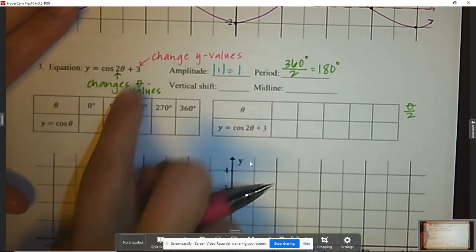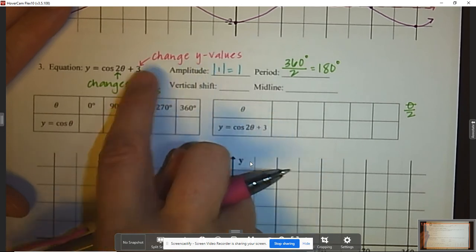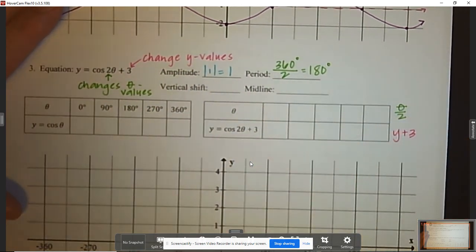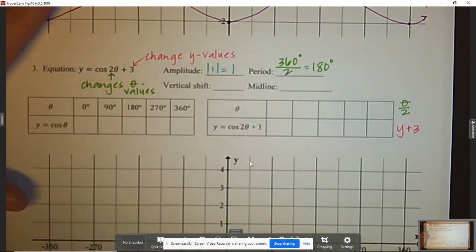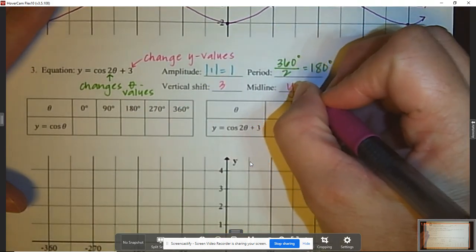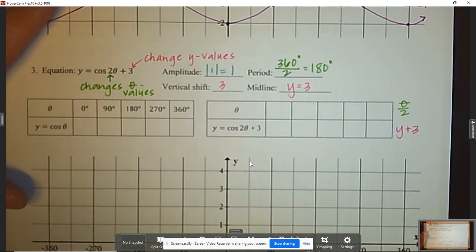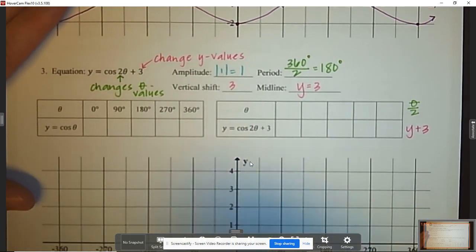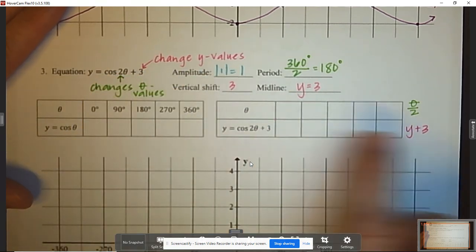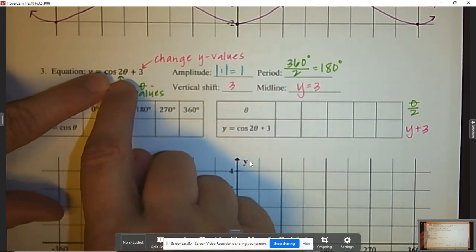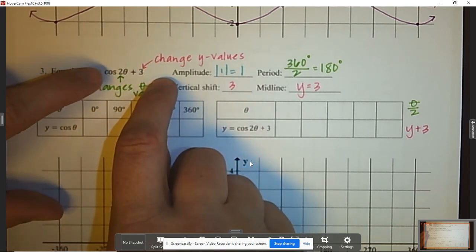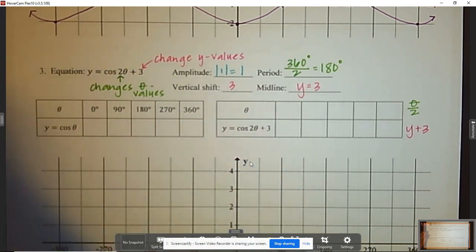And like we were saying, +3 changes the y values, and you actually do what it says. So if it says +3, you don't do the opposite. You actually add 3. The vertical shift is 3, so therefore my midline is y equals 3. Sometimes it's easier to figure out the changes and write a little key. So what do I do to the thetas? I do the opposite. I divide by 2. What do I do to my y's? Well, there's nothing out here to multiply, so I just add 3 to my y's.